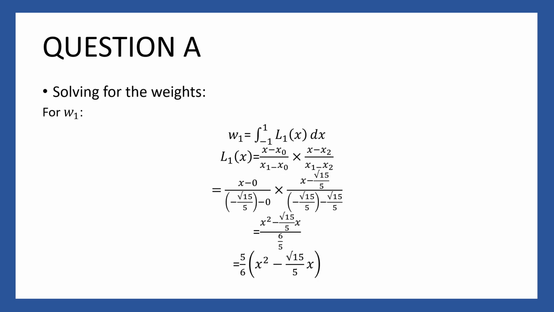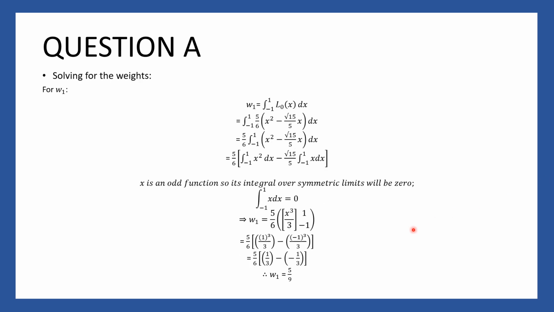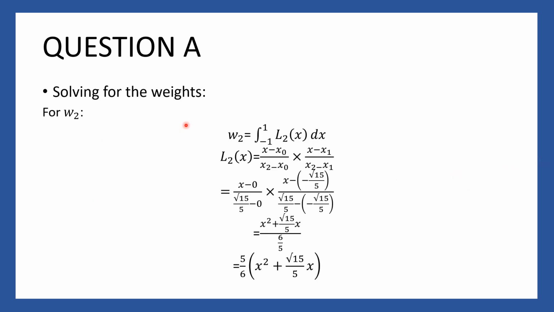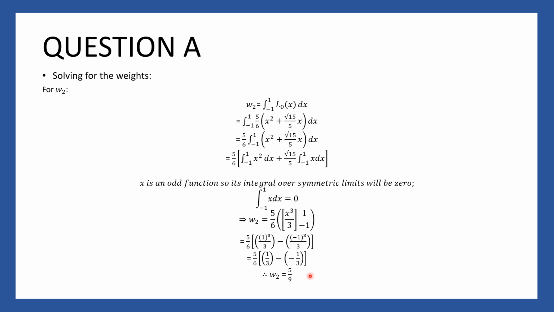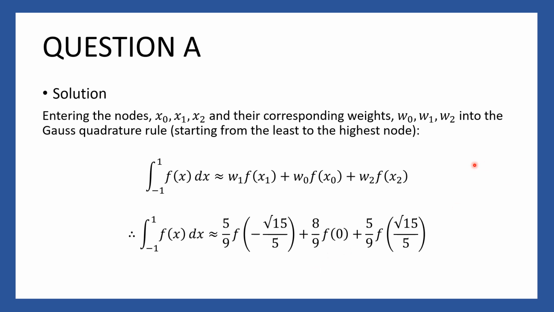Then we go to the next one. The next one, which is W1, also follows the same pattern. And the final result for W1 is 5 out of 9. Then the next one, W2, we calculate that, and the final result is also 5 out of 9. Then this will be our final solution. Since we have our x0, x1, x2, and we have our W0, W1, W2, we put that into the 3-point Gauss quadrature rule that was written before, and we get these values.